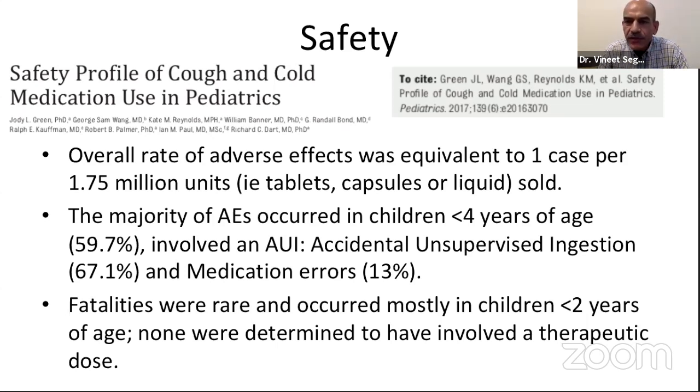The majority of the adverse effects occurred in children less than 4 years of age. Almost 60% of them were due to what they called AUIs, accidental unsupervised ingestion, when the baby opens up the bottle by himself and gulps down a huge quantity, more than the prescribed dose. Another 13% were medication errors, when the caregiver did not understand the prescribing information and gave an overdose.